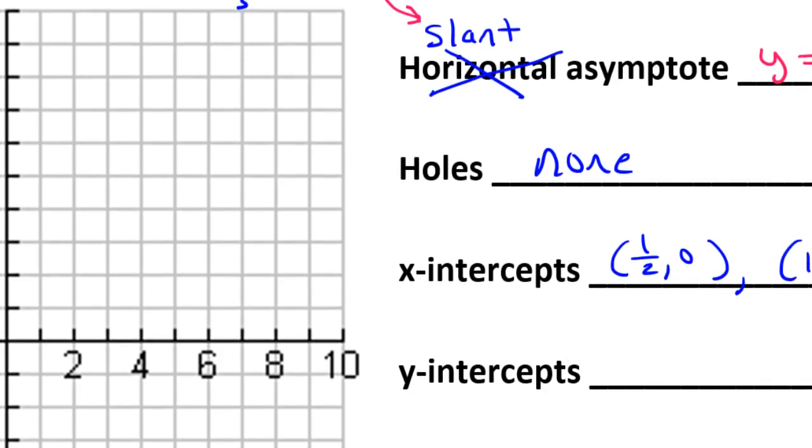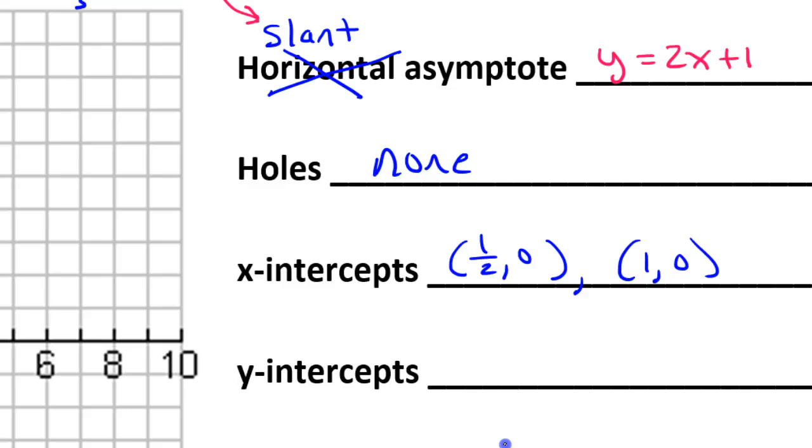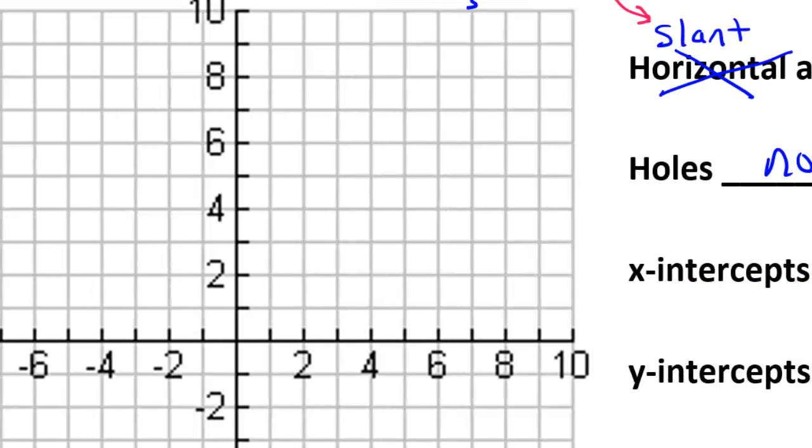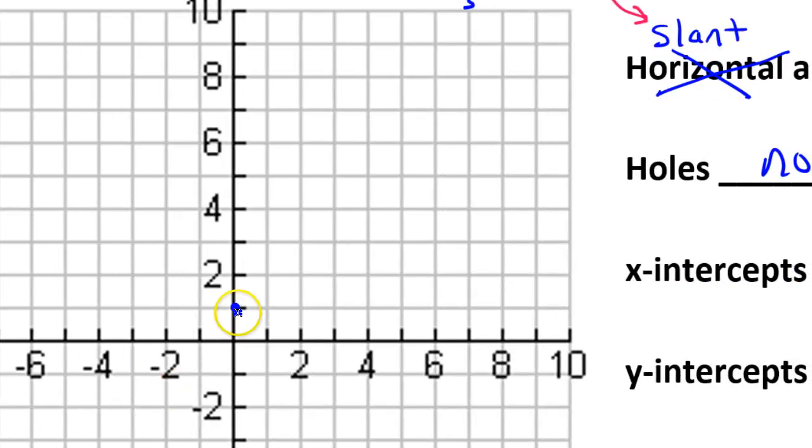Okay, let's go ahead and graph what we have so far. First of all, we should have a slant asymptote at 2x plus 1. So let's graph that. So 1 should be the y-intercept, and then we'll go up 2 over 1 from there. So there's my y-intercept. Then I'm going to go up 2 over 1, up 2 over 1, like this. All right, this is going to be my slant asymptote.